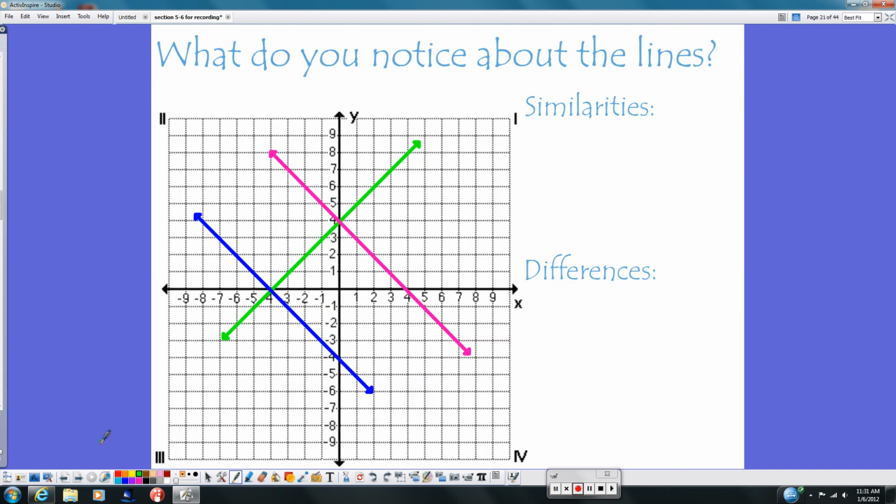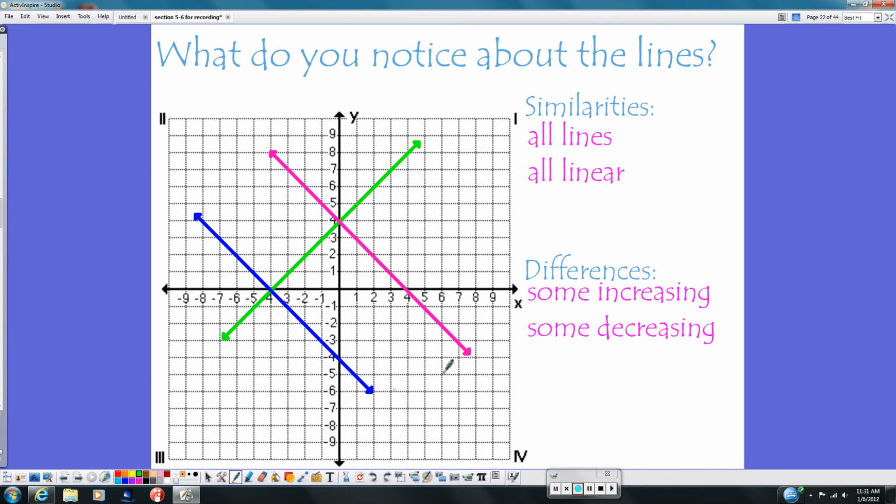Take a look at the lines that I have graphed here. See if you can come up with some similarities and differences. Here's what I came up with for similarities. They're all straight lines and they're all linear. The difference is some of them are increasing and some of them are decreasing, so they seem to have different slopes.